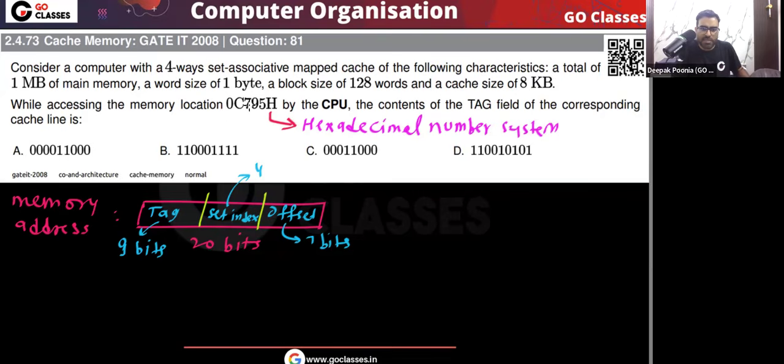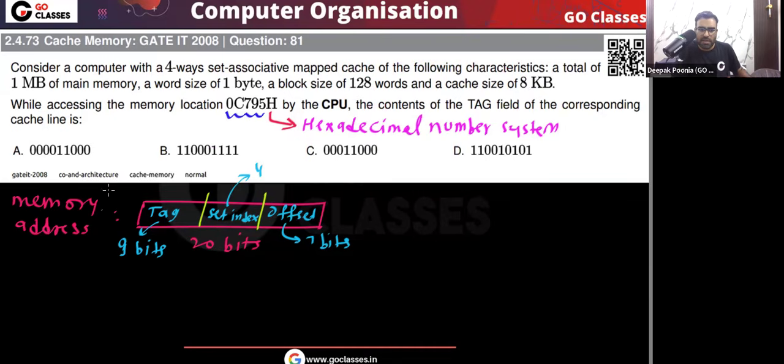Okay, so it simply means that this memory address that is given to us is written in the hexadecimal number system. Now the question is saying that the CPU has generated this memory location address. And now the question is asking: in this address, what is the tag field? This is what the question is asking.